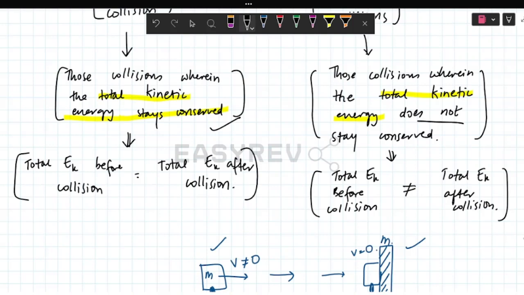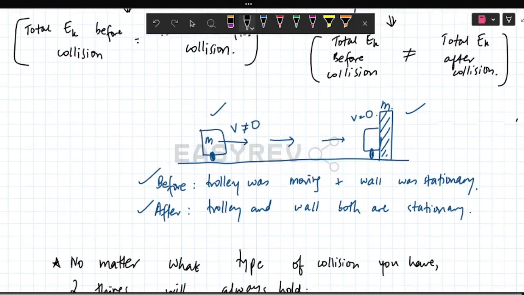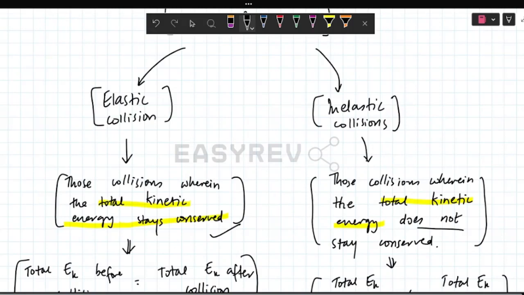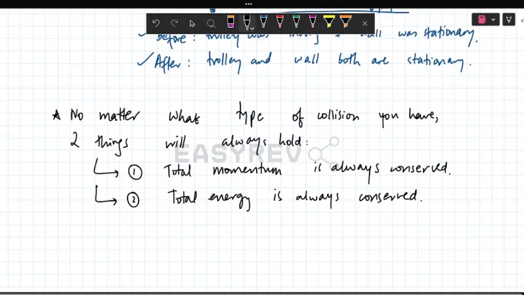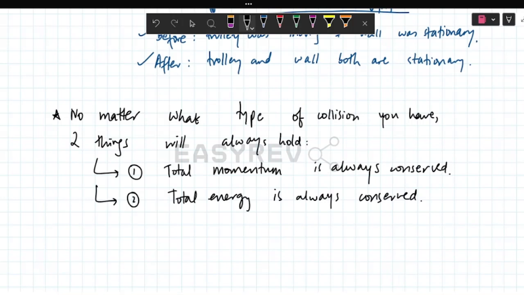Now, admittedly, it might seem like a big jump when it comes to introducing elastic and inelastic collisions, but we must spend a bit more time understanding some examples of these two types of collisions, and that's actually going to be our goal in the next two lessons that will follow.